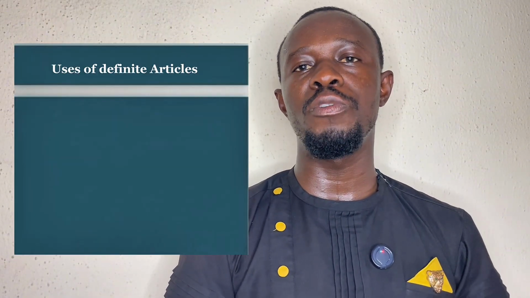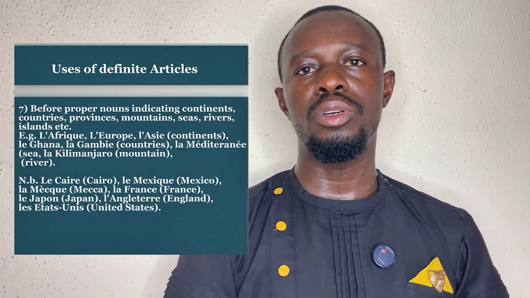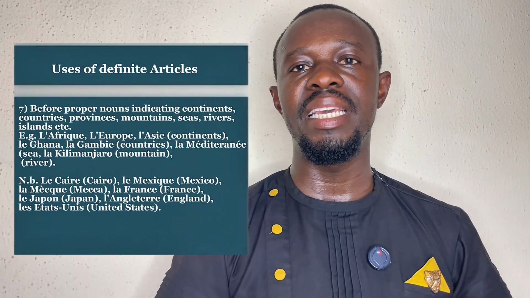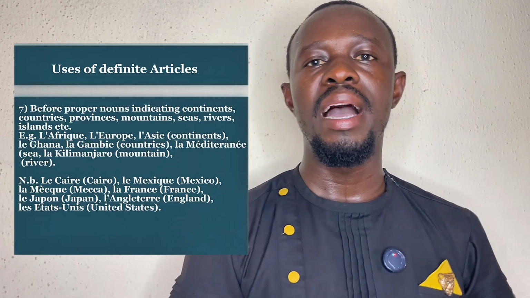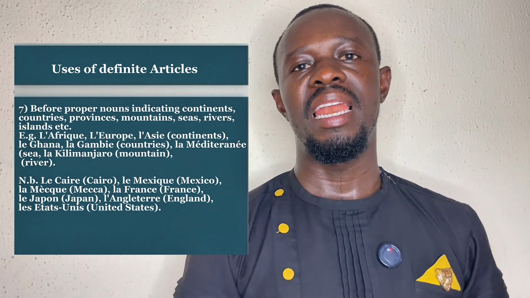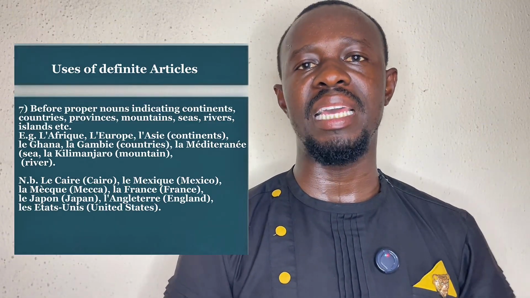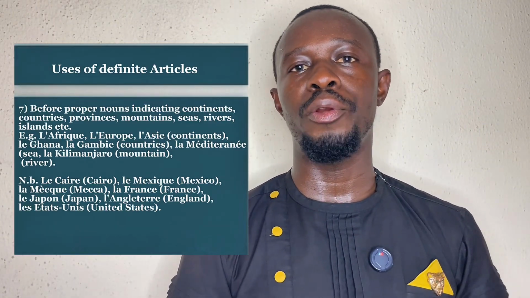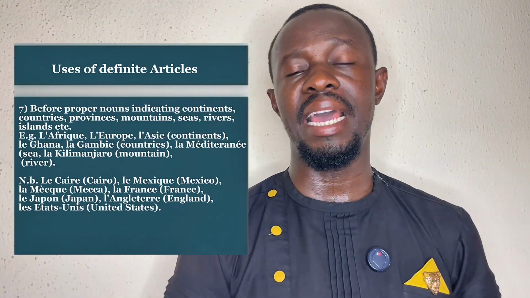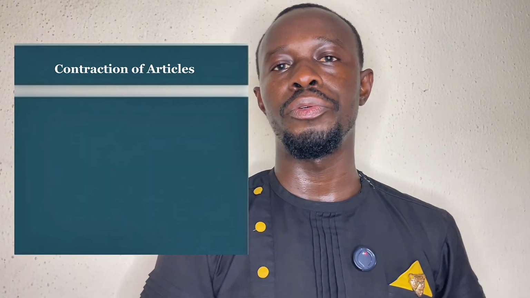Or you can find it before a proper noun indicating continents, countries, provinces, mountains, seas, rivers, or islands. Example, you can find it in l'Afrique, l'Europe, l'Asie, le Ghana, la Gambie, la Méditerranée, le Kilimanjaro, l'Océan, le Caire, et ainsi de suite. So now, let's go to the contraction of articles.